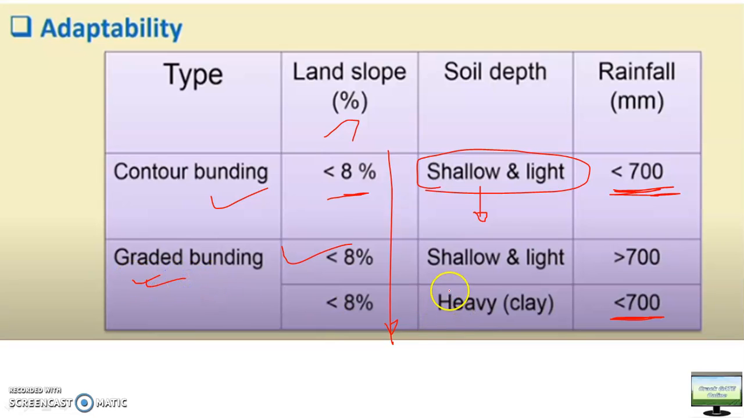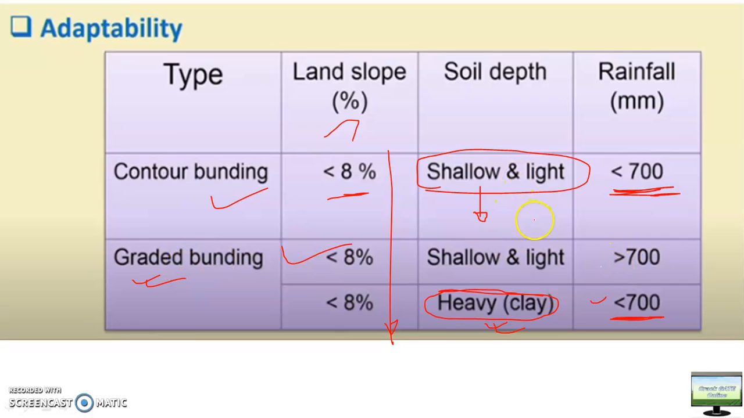Why? Because the type of soil is heavy clay soil, and if the type is heavy clay, water infiltration is not taking place. Even though rainfall is less, infiltration is not taking place, which means you have to discharge the extra amount of water, because water is holding onto the ground surface. Clay soil cannot infiltrate as much water as shallow sandy soil. Sandy soil has more infiltration capacity. So even though rainfall is less, you have to use the graded bund.